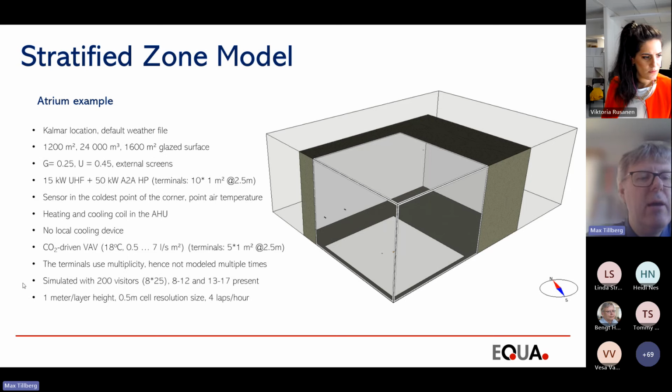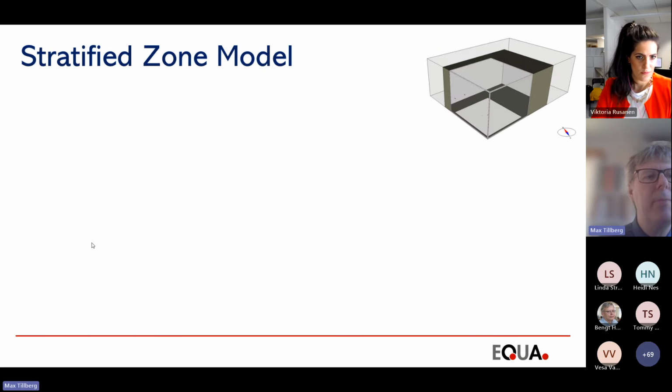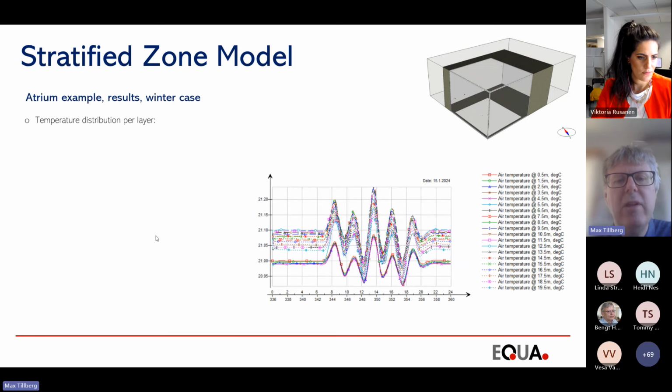And we have, in this case, 1 meter layer height and a 0.5 meter cell resolution. And we save these 4 times per hour. So let's look at this in the winter case. So here we see the temperature distribution in height. So for every 0.5 meter, that was the layer height, we can look at the temperature over the day.